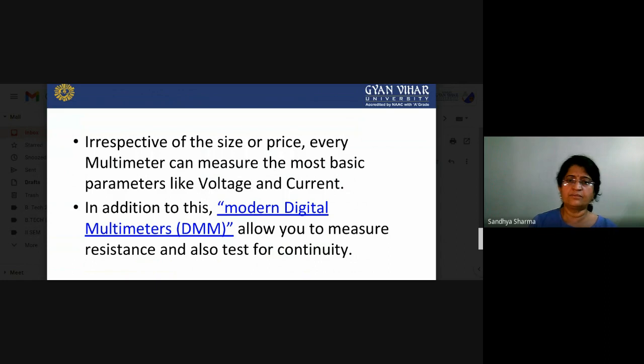But the modern digital multimeter also allows you to measure resistance and test for continuity. So we can see if any circuit is broken along the path, and you can detect why your system is not working and where the fault is. If a line is damaged, everything does not work properly. So in modern digital multimeters there is a continuity test, and we can also measure resistance. These are the extra features available in our multimeter.